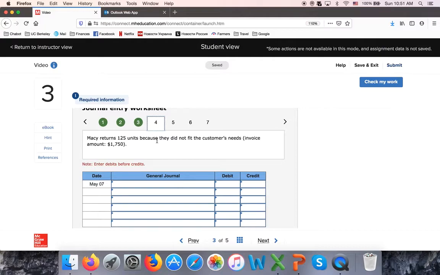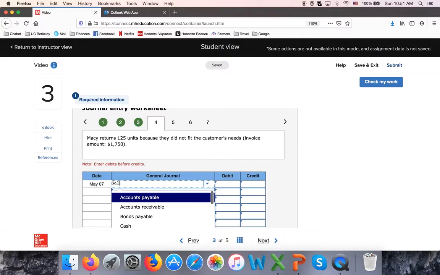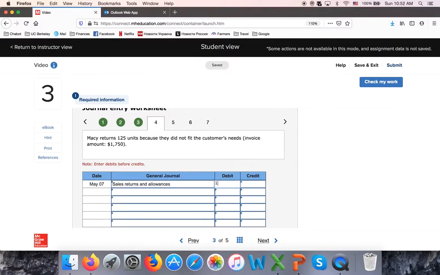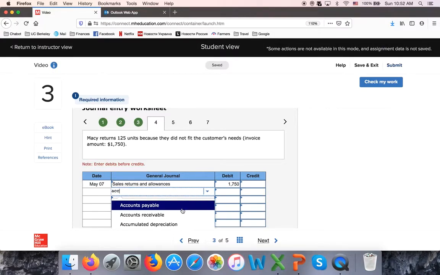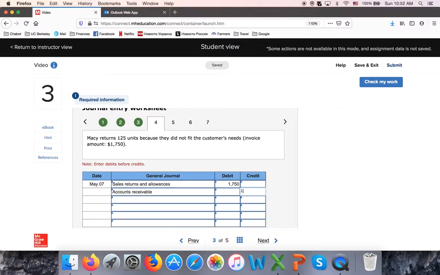Macy returns 125 units because they did not fit the customer's needs. So they physically return it. So I have to have two transactions. The first transaction, I'm flipping my original sale. So sales becomes sales returns and allowances, debit $1,750. And accounts receivable is decreased, $1,750, credit.